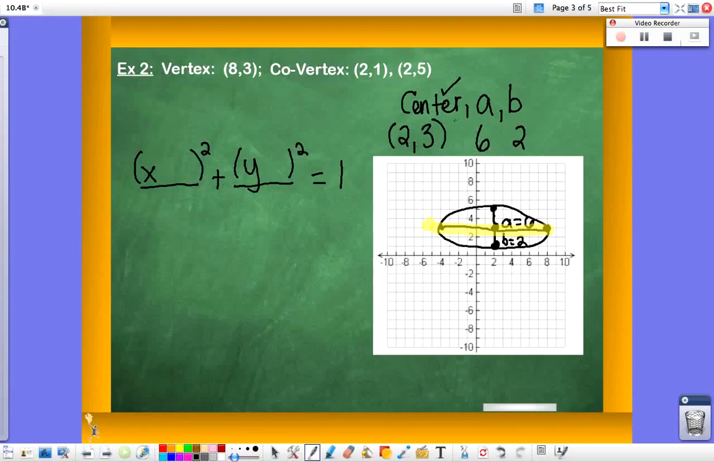So in this problem, my center was at 2, 3. So I'm going to put the opposite in the parentheses. Opposite of 2 is negative 2. Opposite of 3 is negative 3. Lastly, we figured out that this was a horizontal ellipse.